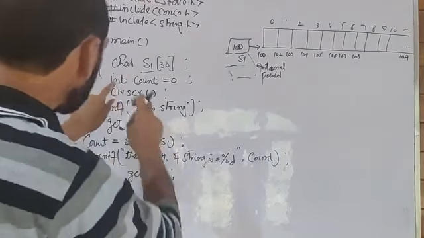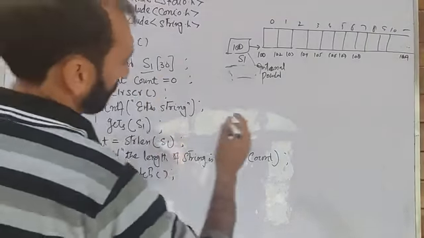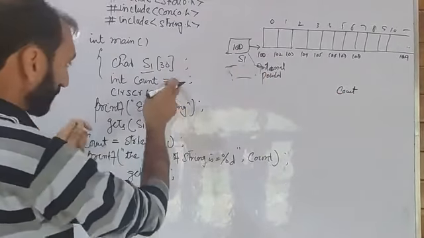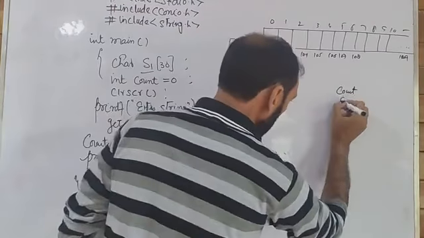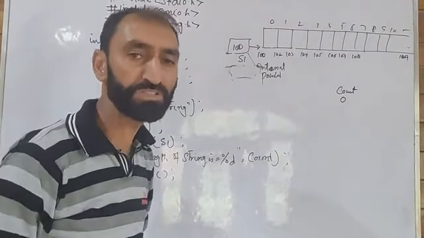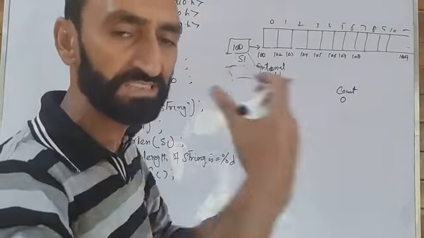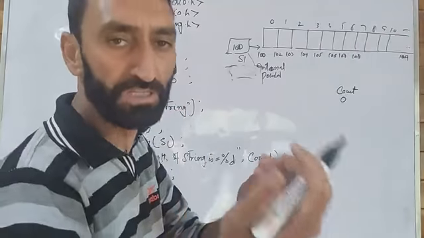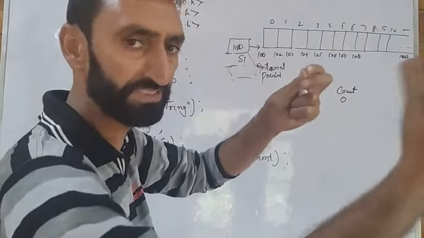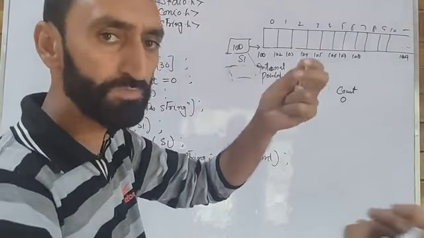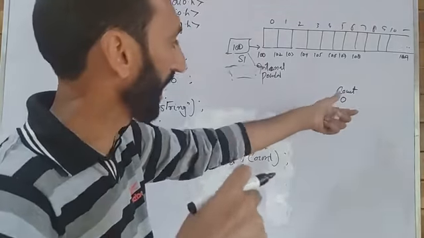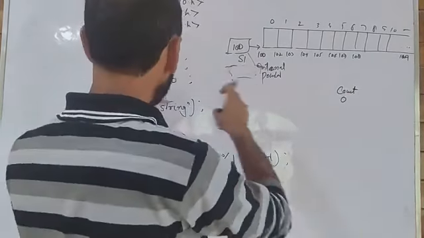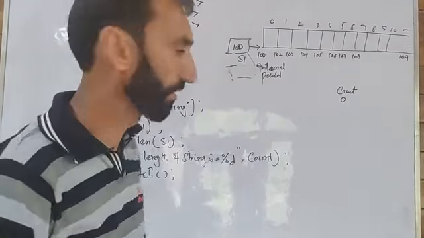Then there is the variable int count, which is going to be initialized by 0. This is a string demo to calculate the length of the string. To store the length, I am going to use the count variable. Now we will make this an integer.